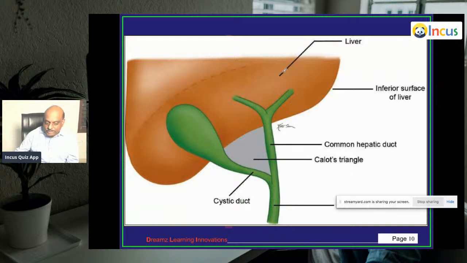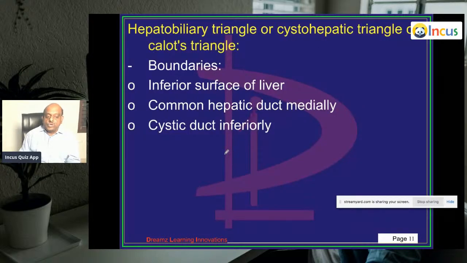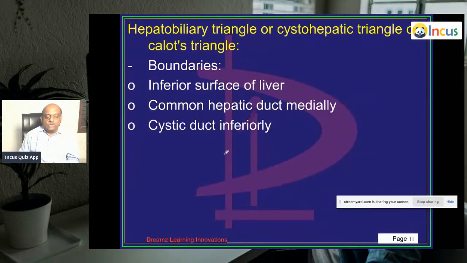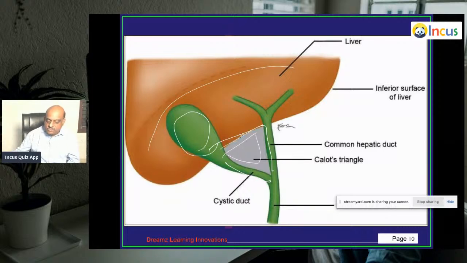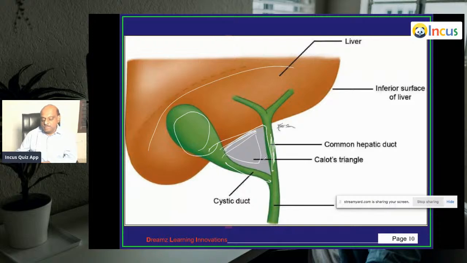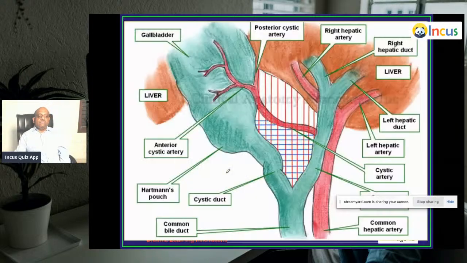So bhaiya, this is the liver with gall bladder, cystic duct, common hepatic duct. So here you have the liver, and this part we are talking about is called Calot's triangle. So hepatobiliary triangle, cystohepatic triangle, it is also called Calot's triangle. So it is the inferior surface of the liver. Common hepatic duct is there medially. Cystic duct is there inferiorly. And that is how Calot's triangle is basically formed.